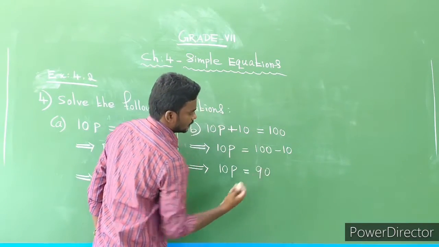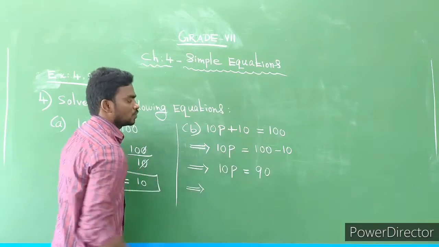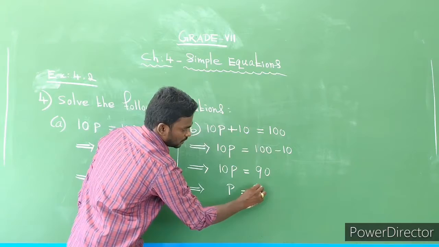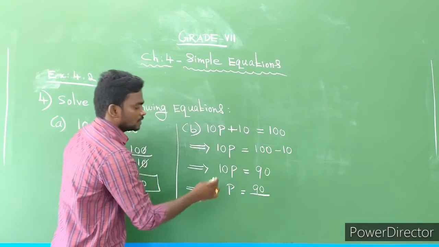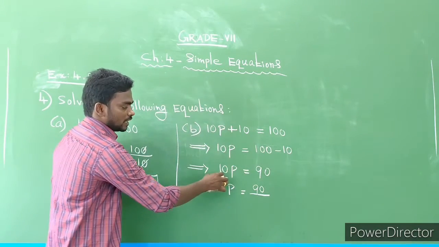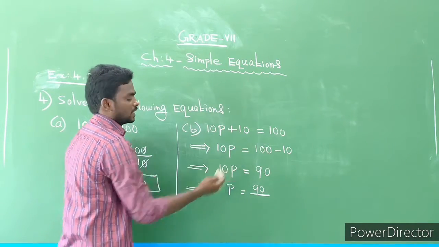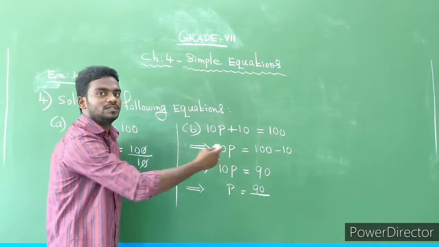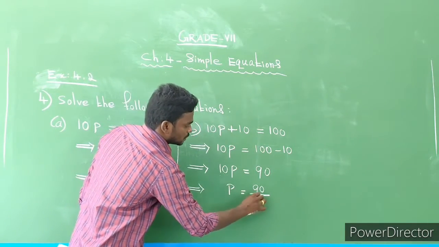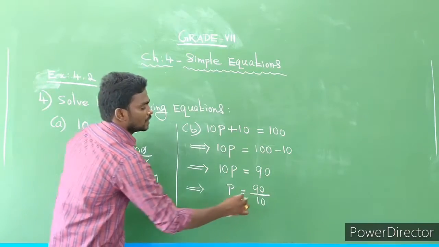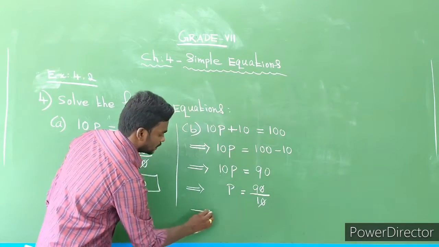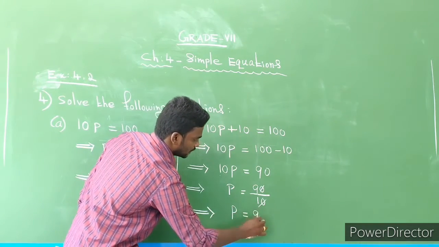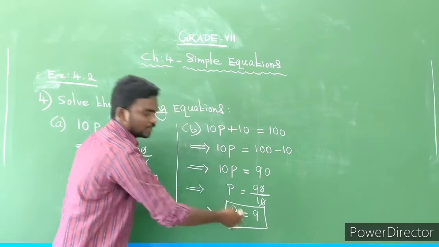That is 90. This implies that now we want to find the value of p. So we keep p on the left side, which is equal to the right side value, 90. This 10 is multiplication on the left side, since 10p means 10 multiplied by p. So it is transposed to division on the right side. The 0 and 0 cancel, so the value of p is equal to 9 divided by 1, which is 9. So the value of p is equal to 9.